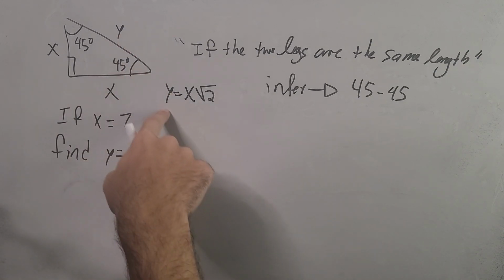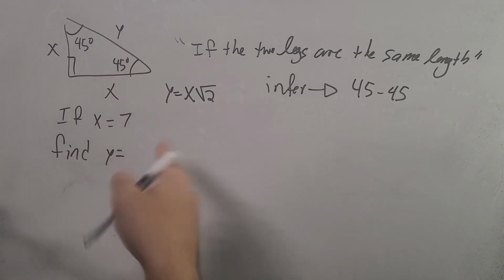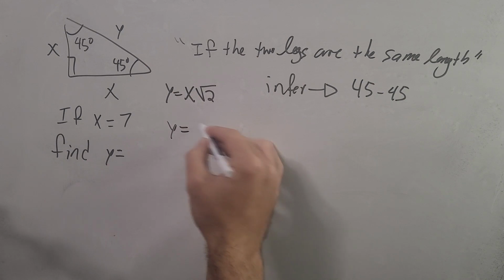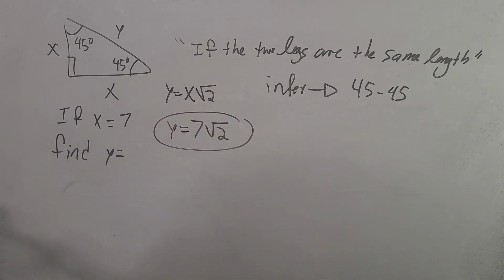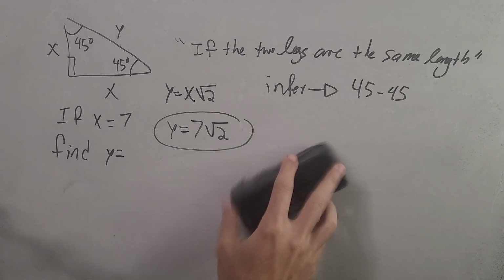Let's continue. So we know that the hypotenuse y is equal to x square roots of 2, and we know that x is 7. So my answer is just 7 square roots of 2. All right, let's start from blank again. Let's do another one.